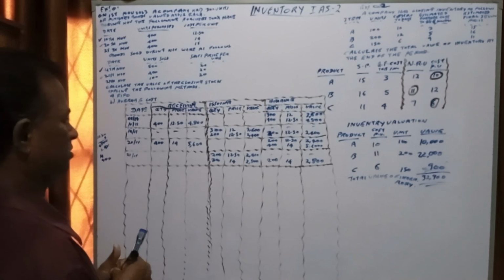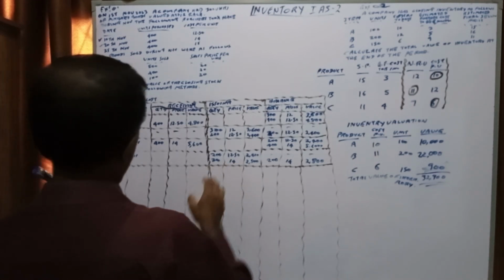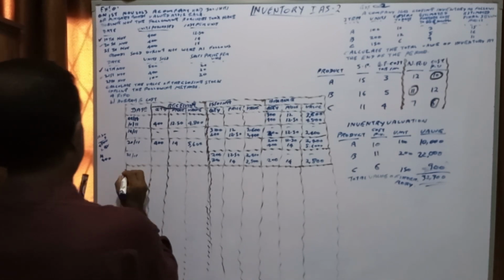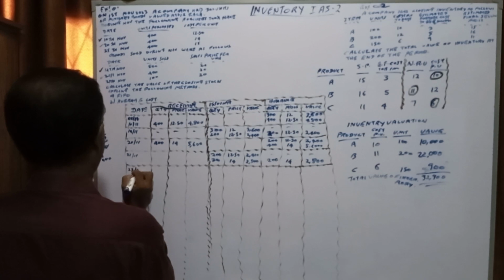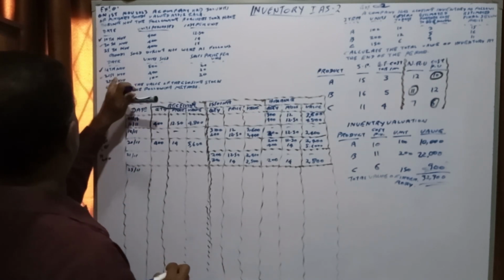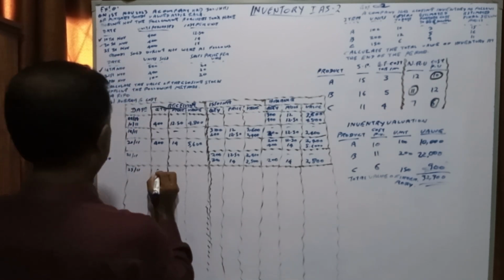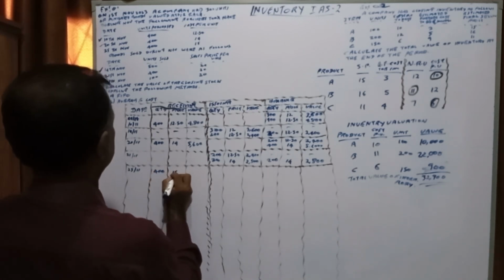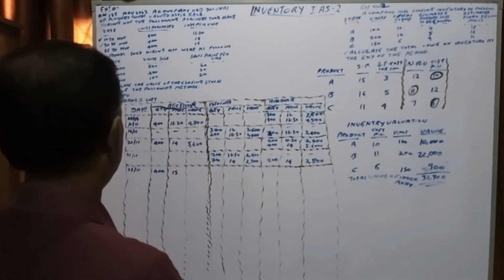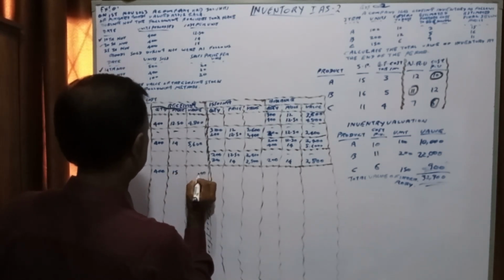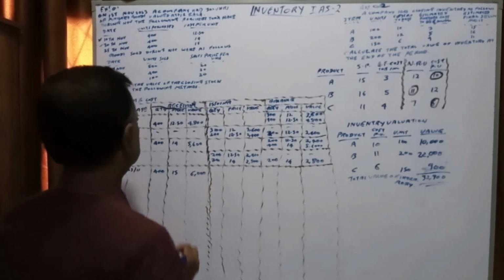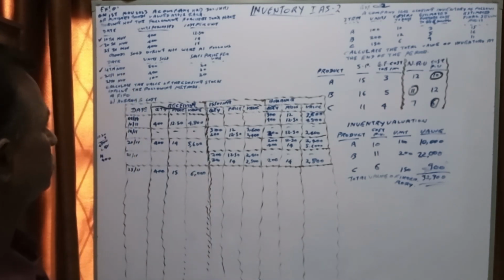Now you have completed the 21st transaction. Next one is 25th of November. On 25th of November, they are making another purchase of 400 units at the rate of 15 rupees. That is 6,000 rupees.